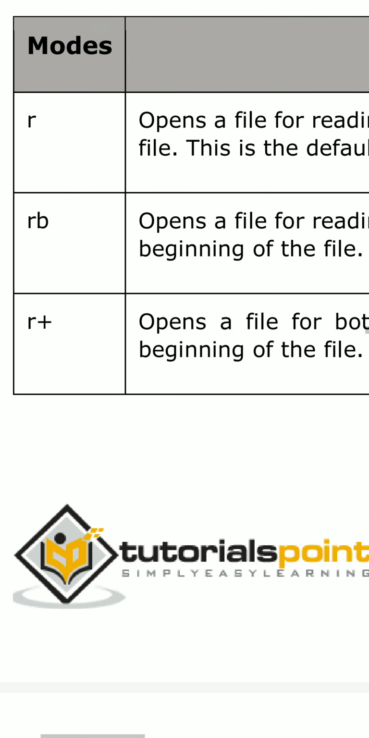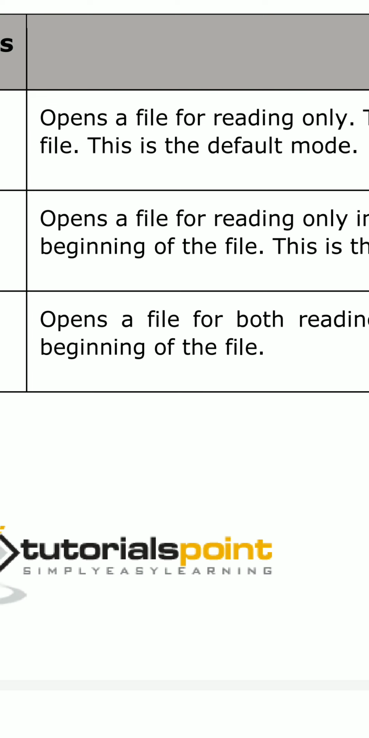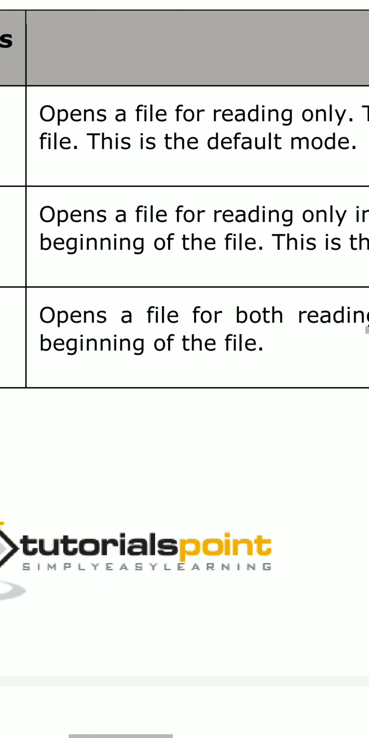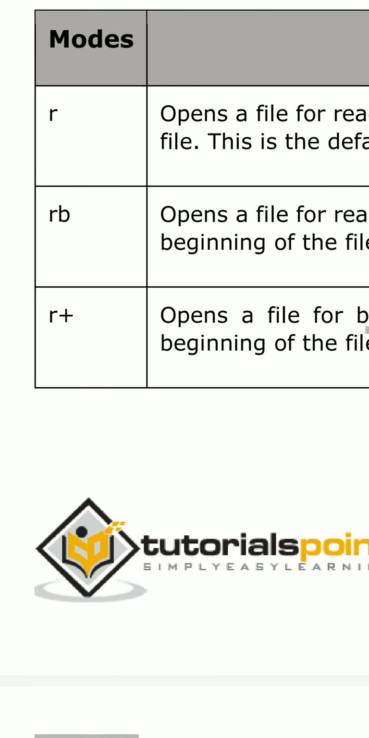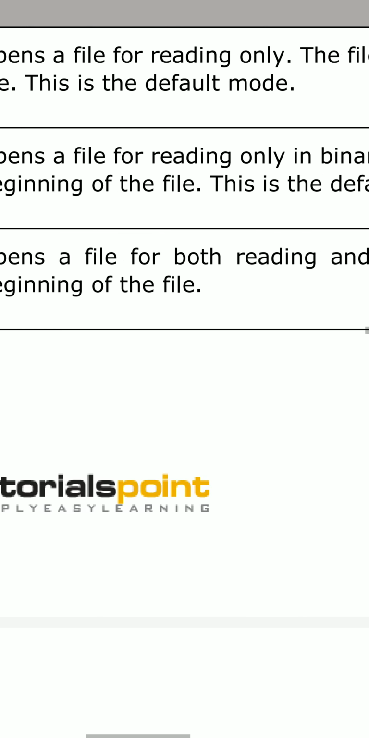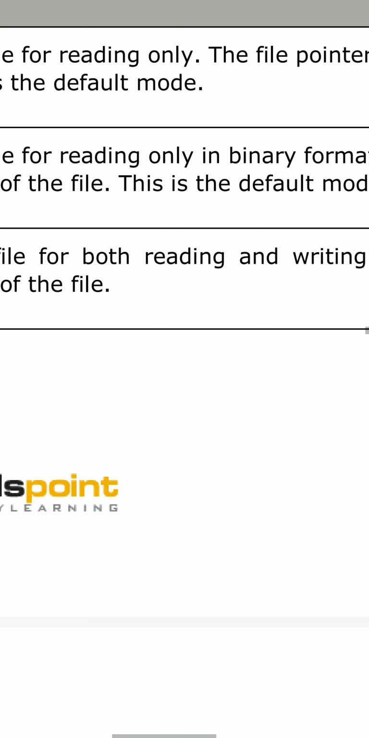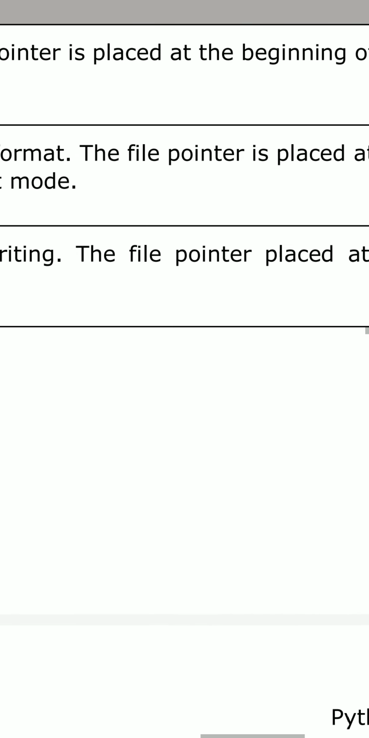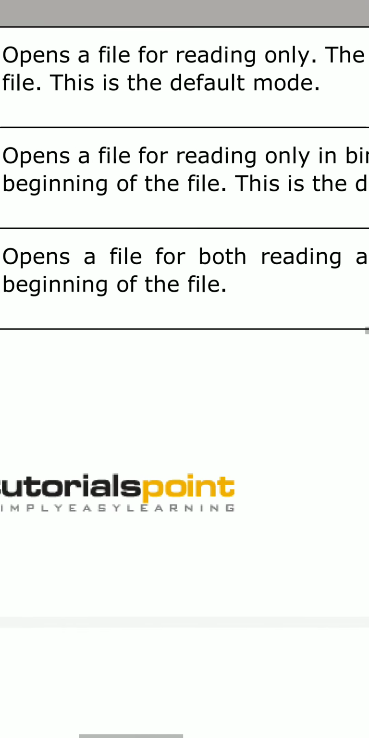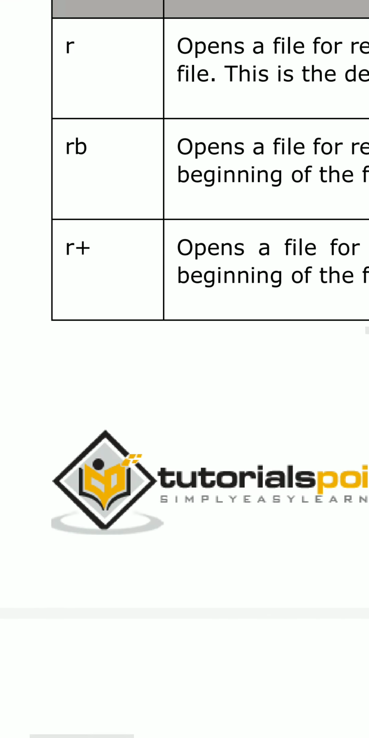The first one is the r mode. This r access mode specifies that we can open a file for read-only purposes. We can't write, append or update the file; we can just read it. The next mode is rb. This mode opens a file for reading only in binary format. The file pointer is placed at the beginning of the file. This is the default mode.